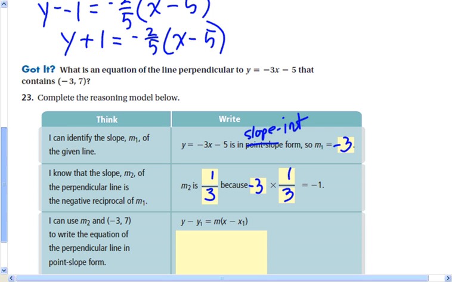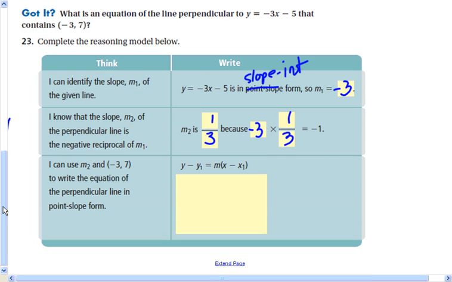Now I'm going to substitute those values in to write the equation, and I get y minus 7 is equal to 1/3 times the quantity x minus negative 3. And if I simplify that, I get y minus 7 equals 1/3 times the quantity x plus 3.